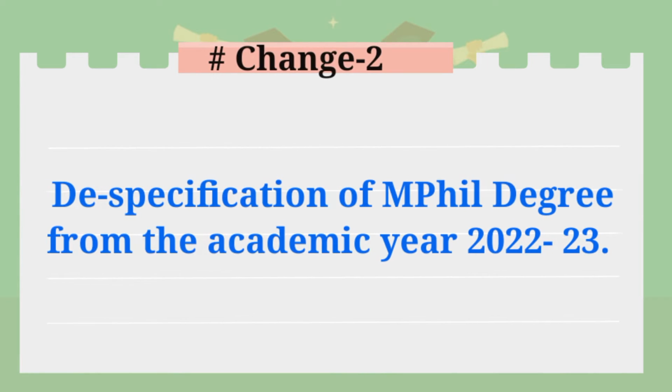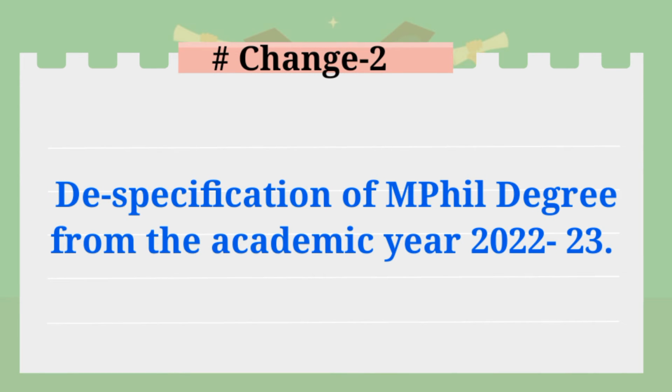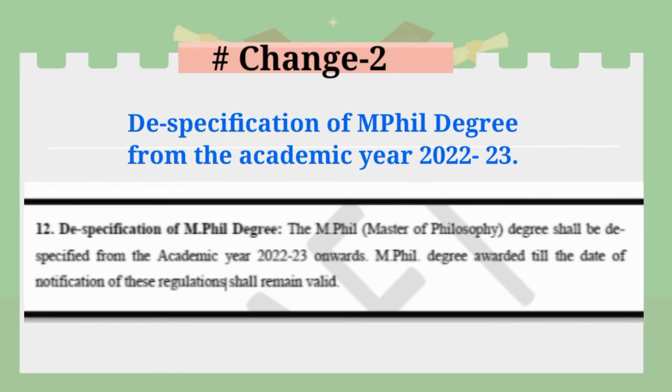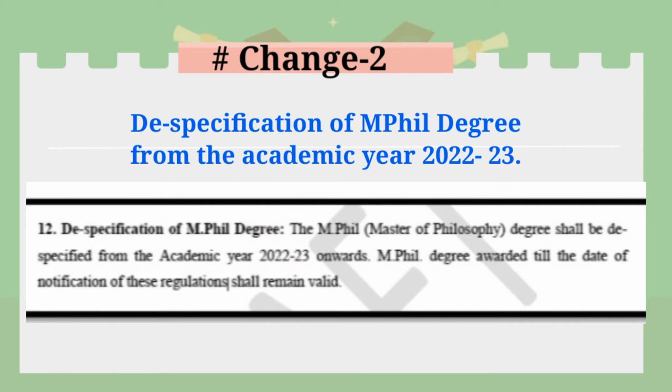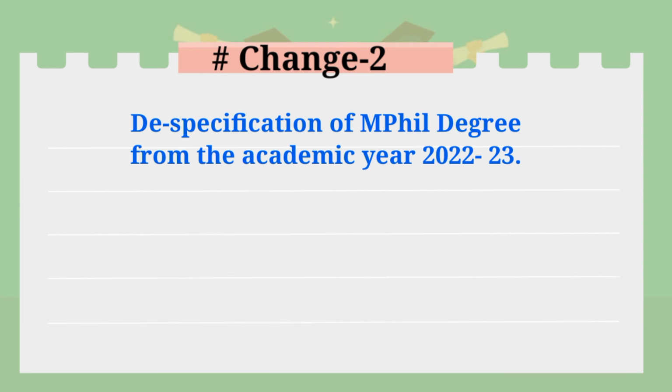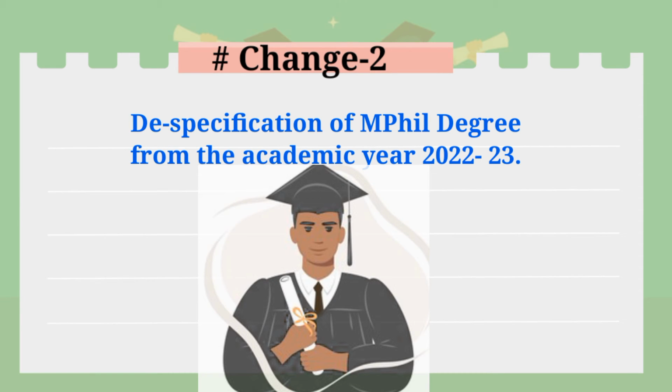From this leave of absence, let us move to our next change, the de-specification of the MPhil degree. From the academic year 2022-2023, MPhil will become an invalid course. So any university or educational institute still thinking of giving this course in the next academic year, or a student planning to pursue it in 22-23, please don't do so.